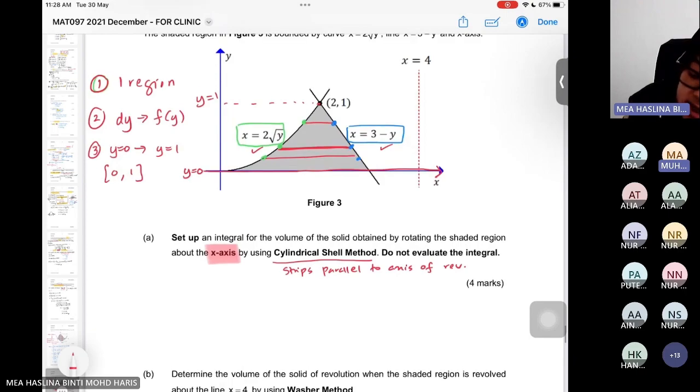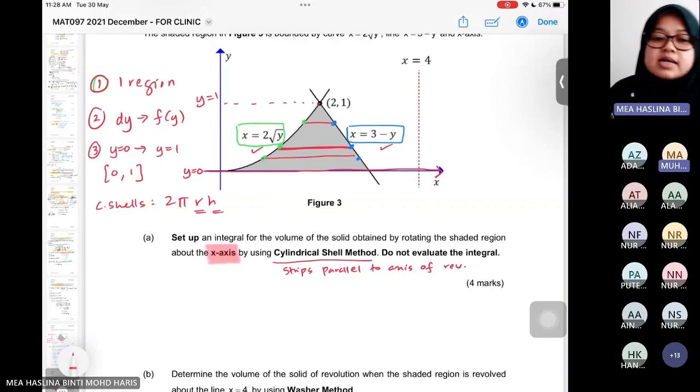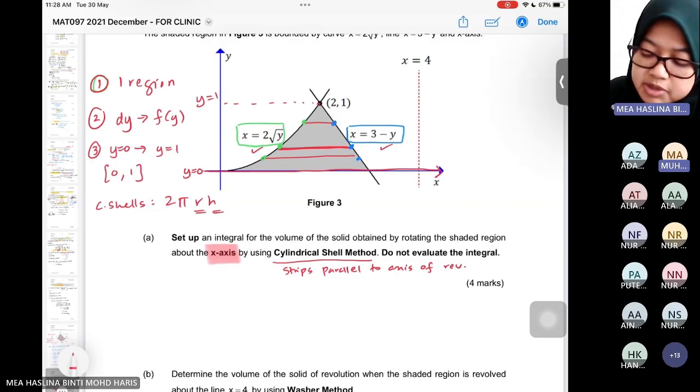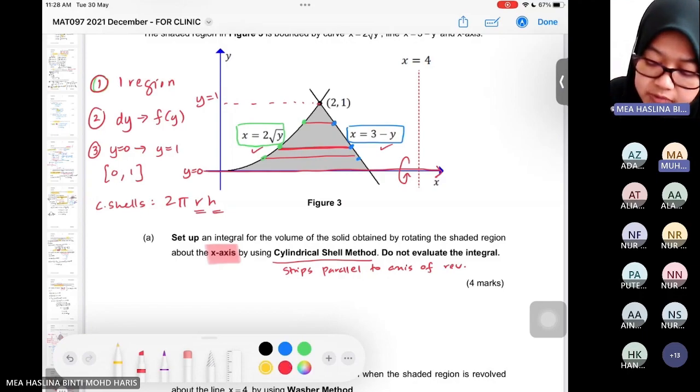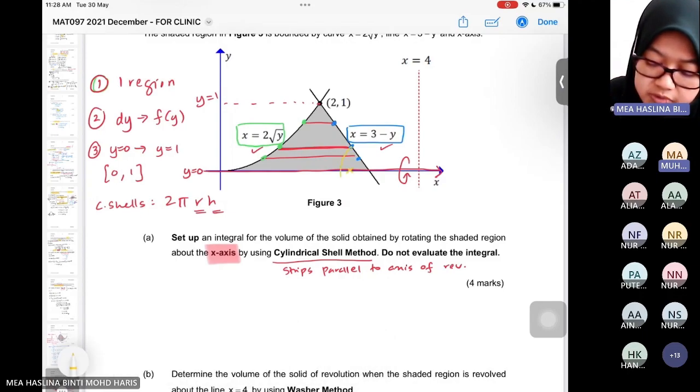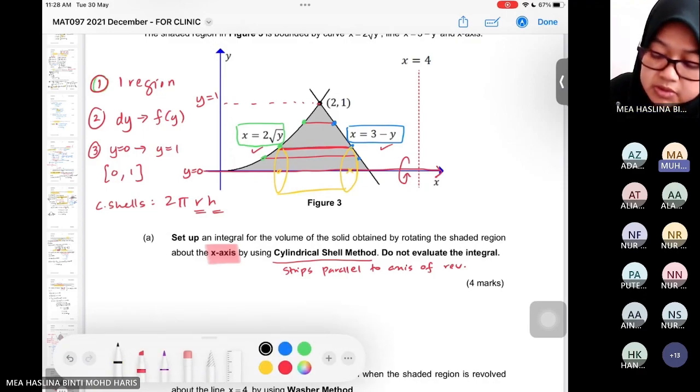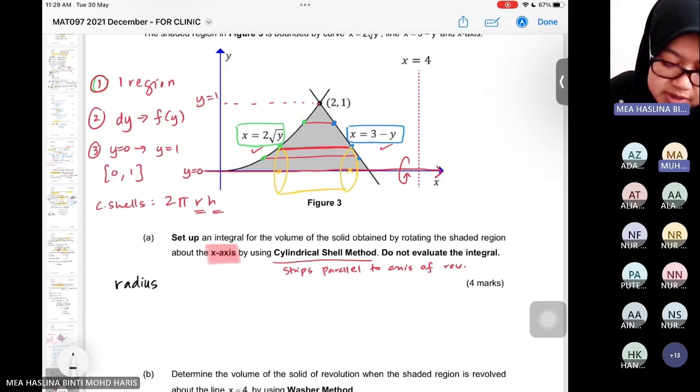Okay, and for cylindrical shells, you have 2 pi r h. So you have to identify r and also h. So the radius, when you rotate about the axis of revolution, you have the center of revolution on the axis of revolution. So you revolve it like that. Let's say you take one of the strips there. The center will be to the strip, so you have the radius.